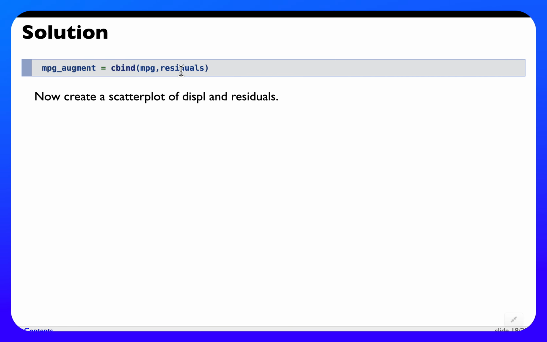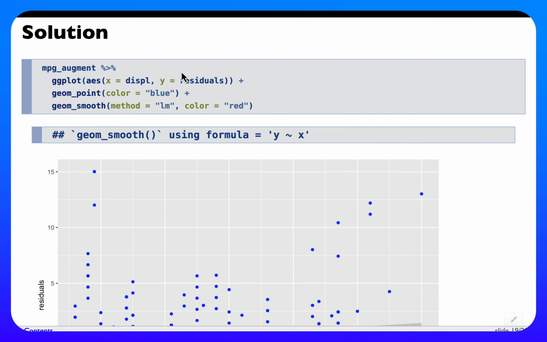So the next thing we want to do is create a scatter plot of displ and residuals. So stop the video, do the work, then come back and restart the video. Okay, you're back. So here's the thing we wanted to do.